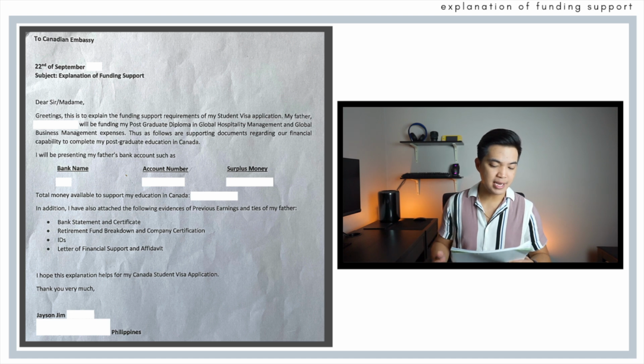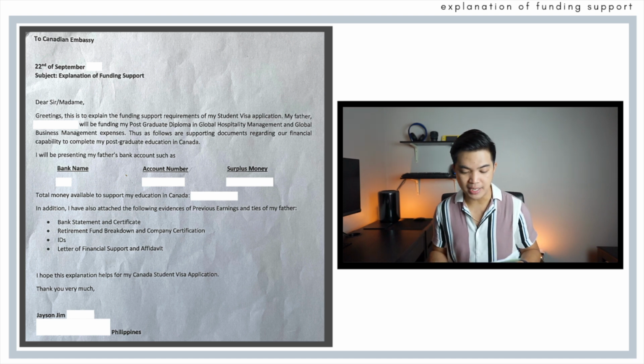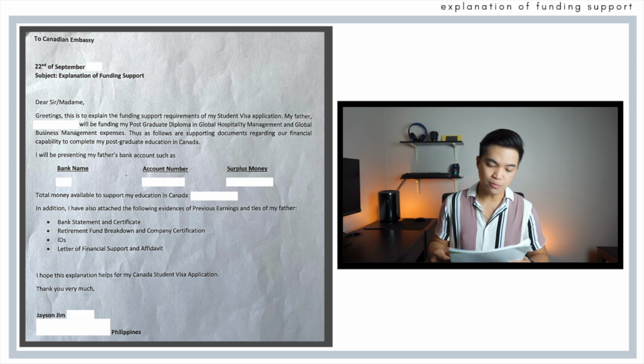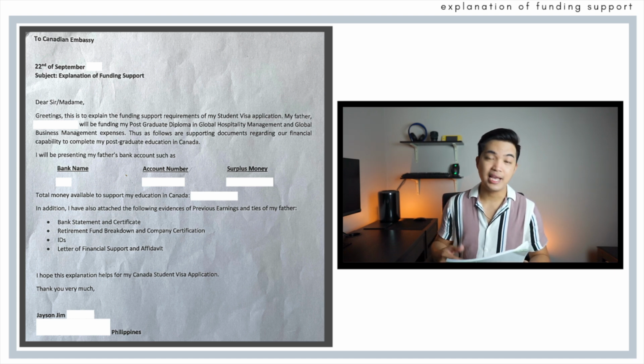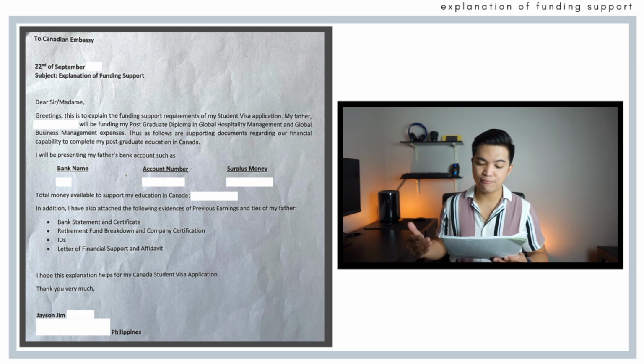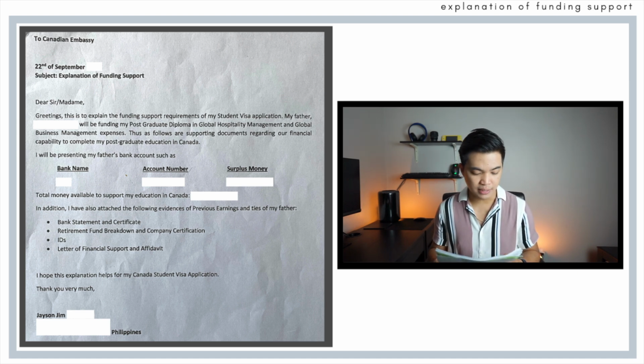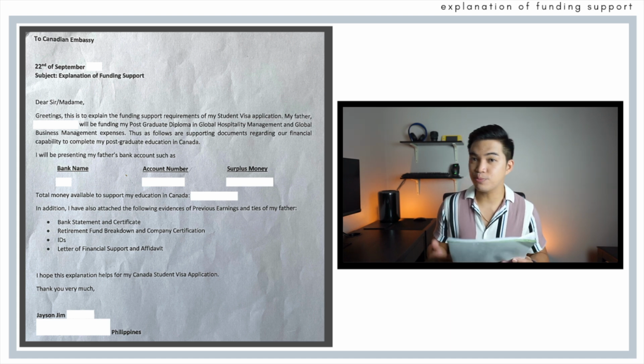My father will be funding my postgraduate diploma in Global Hospitality Management and Global Business Management expenses. Thus, the following are supporting documents regarding our financial capability to complete my post-secondary education in Canada. I will be presenting my father's bank account, such as the name of the bank, the account number, and the surplus money. So the total money available to support my education in Canada is. In addition, I have also attached the following evidences of previous earnings and ties of my father, such as bank statement and certificate, retirement fund breakdown and company certification, identifications, letter of financial support, and affidavit.